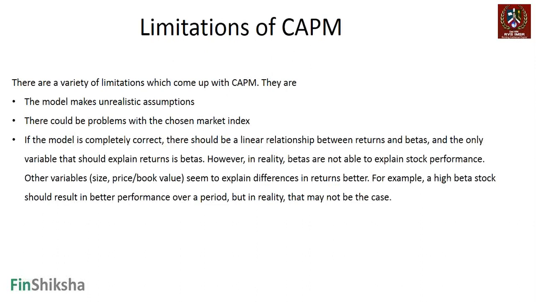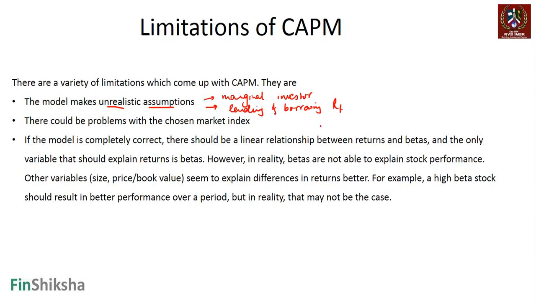Before we go ahead, let's discuss the broad limitations of the capital asset pricing model. The basic criticism of CAPM is that it makes some unrealistic assumptions. What are those assumptions? It assumes there is no transaction cost. It assumes marginal investors are well diversified. We have seen this earlier. And it assumes lending and borrowing at the risk-free rate, that you could borrow and lend unlimited amounts at risk-free rates.